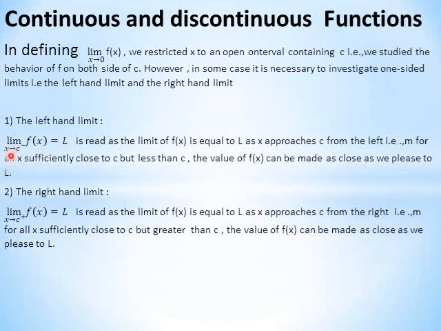Okay, so limit x tends to c minus of f of x is equal to L is read as the limit of f of x is equal to L as x approaches c from the left, because it is the left hand limit, and x is sufficiently close to c but less than c, the value of f of x can be made as close as we please to L. Okay, the right hand limit is the same as the left hand limit, and if the left hand limit and right hand limit are equal, then the function is continuous, and we can read further.